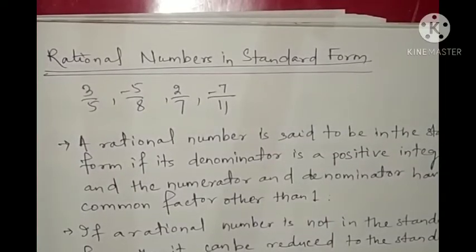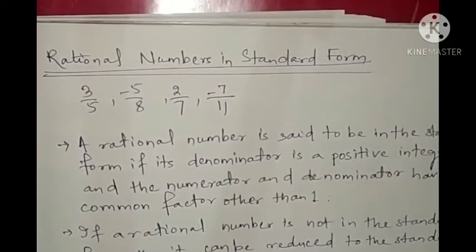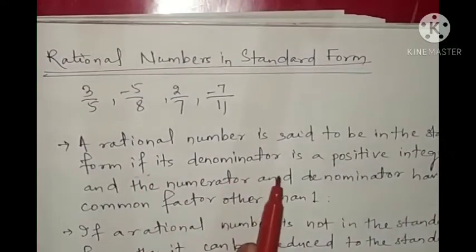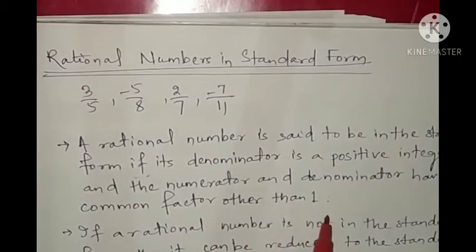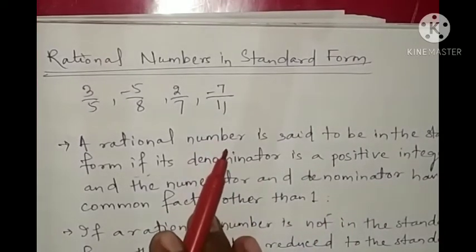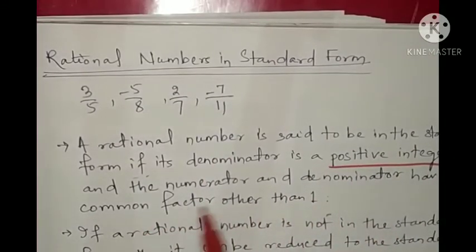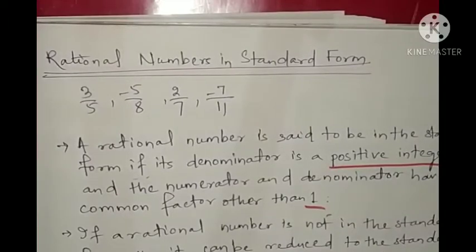Okay, so we have seen a rational number is said to be in standard form if its denominator is a positive integer and the numerator and denominator have no common factor other than 1. So the denominator is always a positive integer, and the numerator and denominator have only one common factor, that is 1, and that is the standard form.